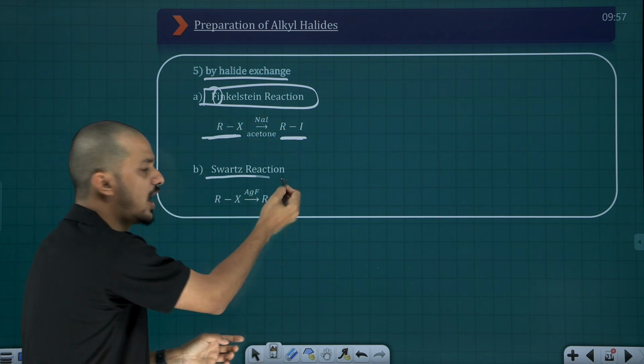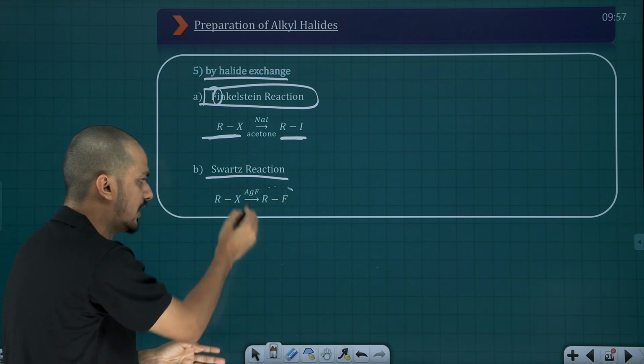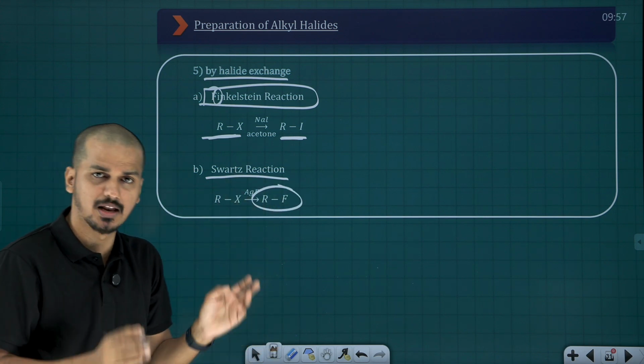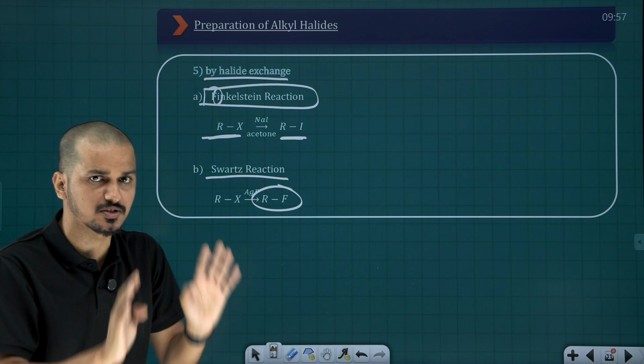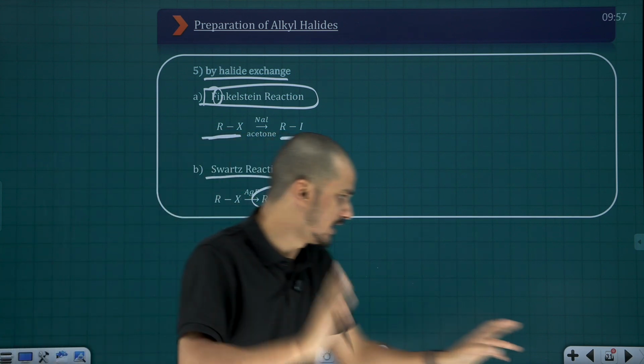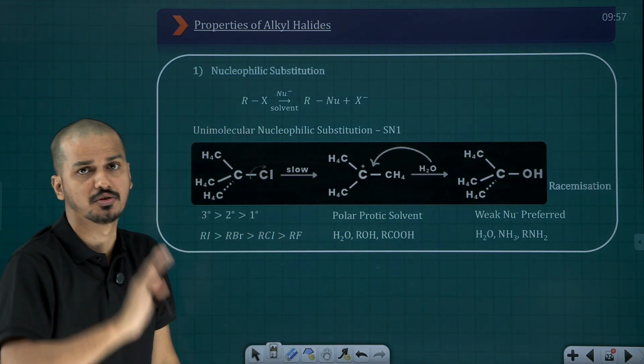Then the Swarts reaction is only for the preparation of fluorine, RF you will get. Similarly, the Hunsdiecker reaction is there for the preparation of bromine. That name also you learned. Okay, you have to go through it.